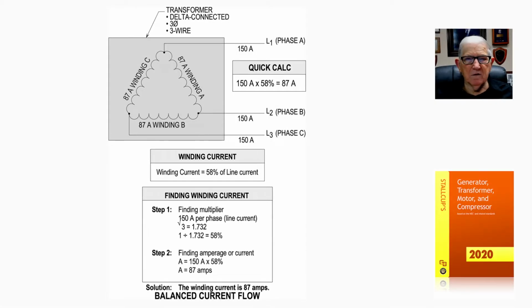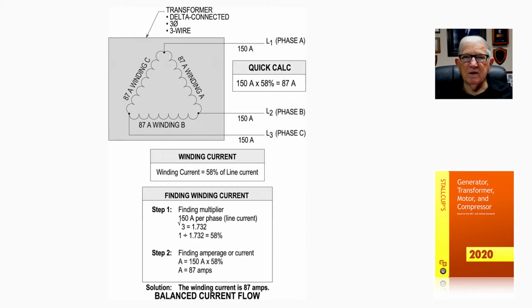Now let's take a look at this figure 7-8. We're dealing with delta connected transformers. And notice we're wanting to determine what the winding current would be in relation to the phase-to-phase current. Now in the illustration, L1, L2, and L3 all have 150 amps. Now the winding current will be 58% of that current.